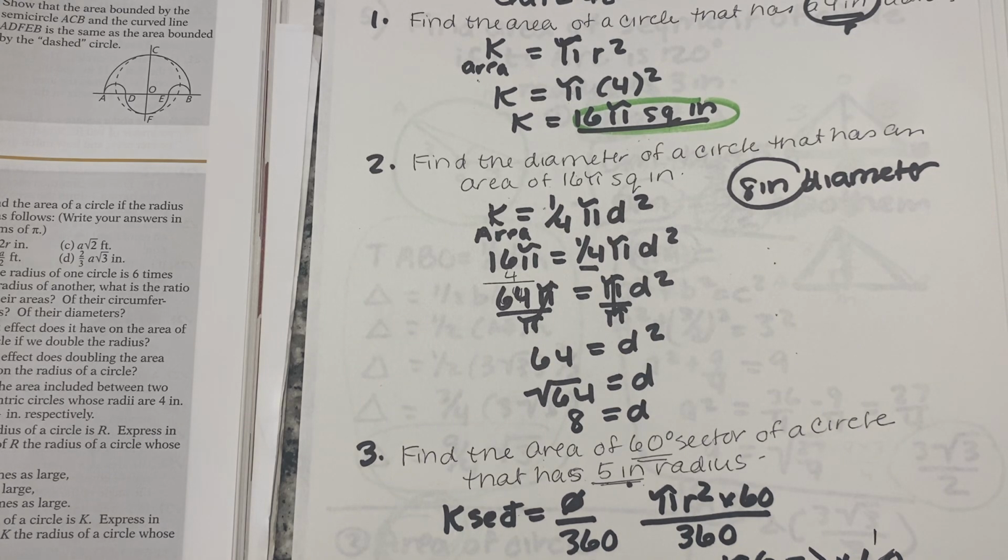Find the diameter of a circle that has an area of 16 pi square inches. So do you remember our area formula, or our area formula for a diameter?